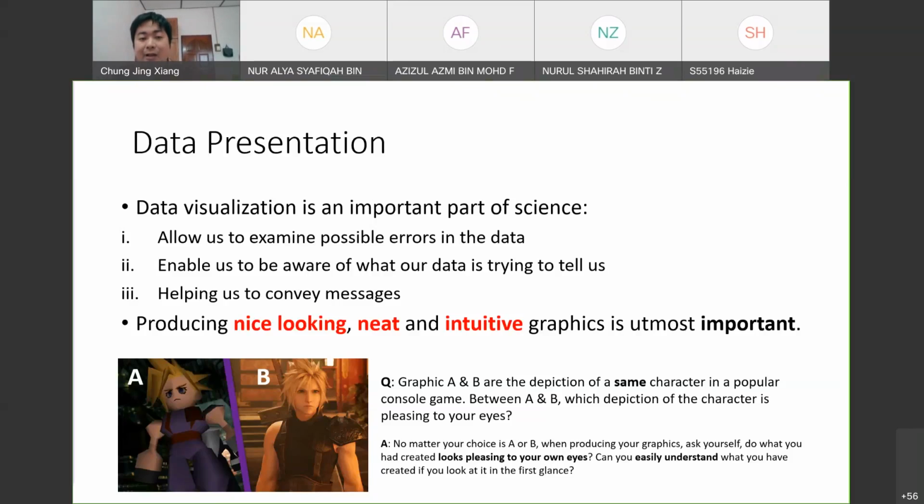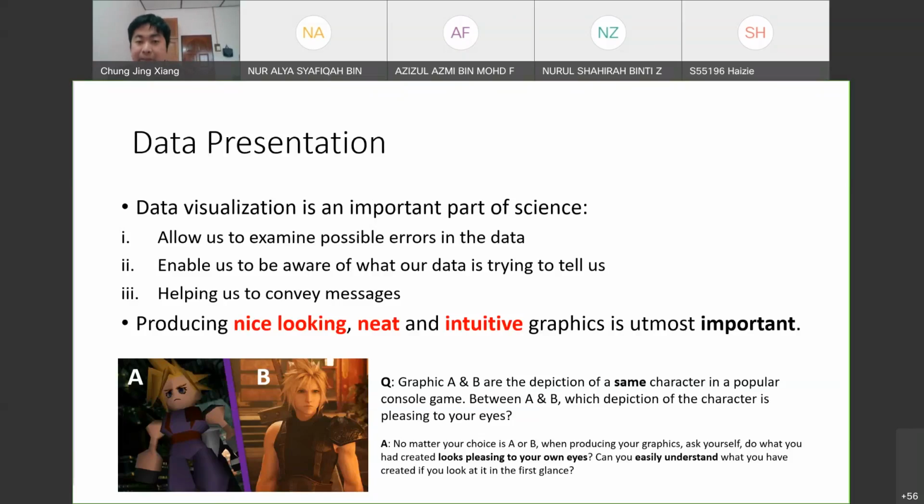But if you plot the data out, you can see. For example, you plot the graph and you can see, okay, during December the rainfall is very high, and during August the rainfall is very low. So you can see patterns like this. So you are aware of the situation that is actually happening based on the data.